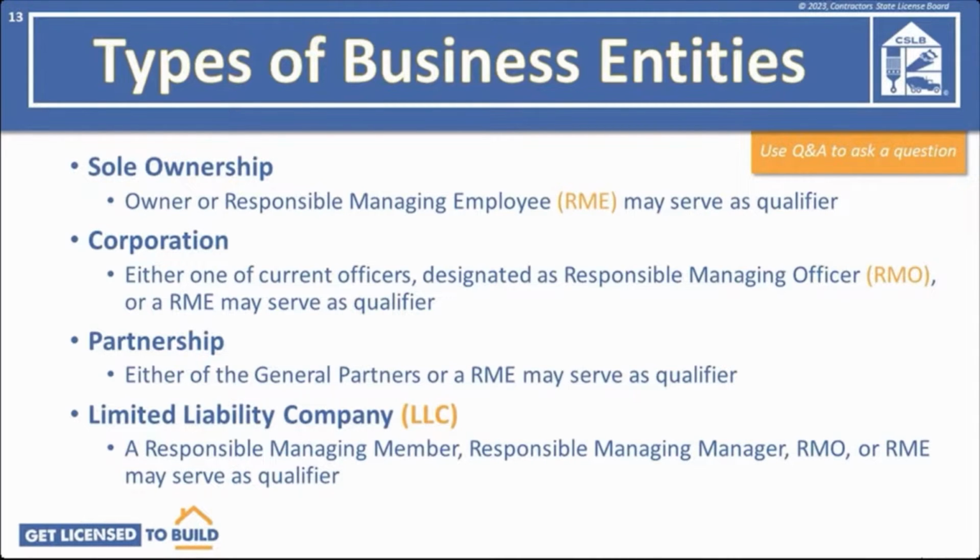A distant third is a partnership, where either of the general partners or responsible managing employee may serve as a qualifier. That's 2% of our licensees. Finally, a limited liability company, or LLC, where a responsible managing member, responsible managing manager, responsible managing officer, or responsible managing employee may serve as a qualifier. About 1.5% of California construction companies are LLCs.